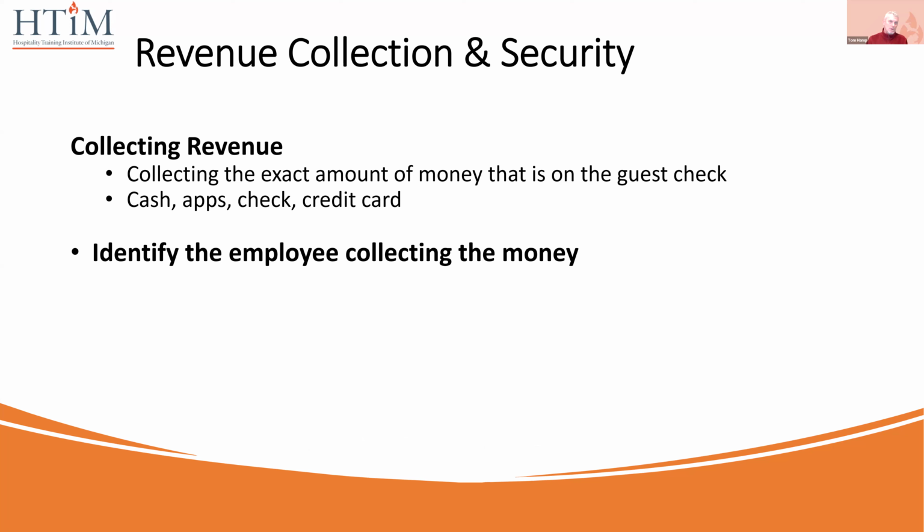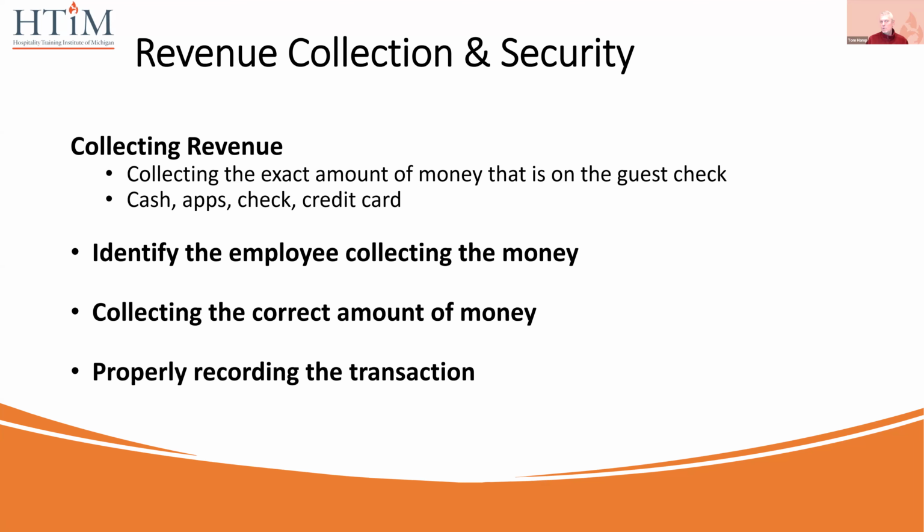So again, it sounds like it's pretty safeguarded there, but in many places, when you've got a lot of different forms of being able to collect money, we want to make sure that we're collecting revenue the appropriate way, whether people use Apple Pay, Venmo, or whatever people use nowadays. But we also do some of this to identify the employee that's collecting the money in case there's been a mistake made, and then collecting the correct amount of money, right? And then, of course, properly recording the transaction to make sure that it all flows properly.